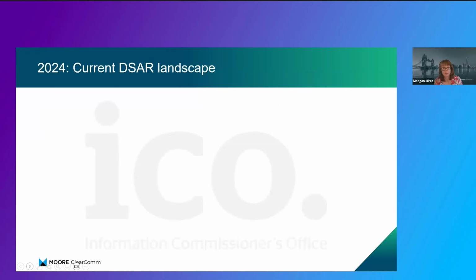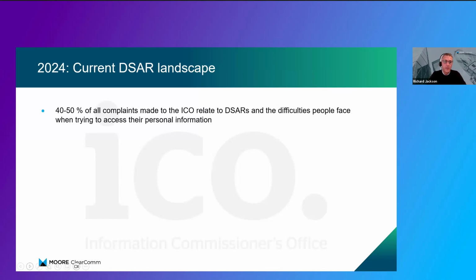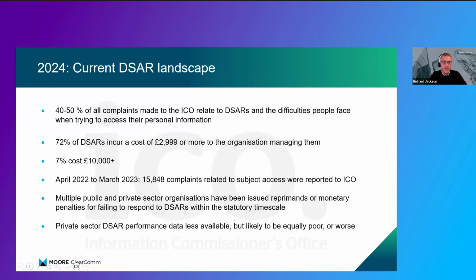So in terms of the current landscape, what we're seeing at the moment from the Information Commissioner's Office is that they say that generally about half of all of the complaints made to them relate to subject access requests and the difficulties that people have when trying to access their personal information. Research suggests that almost three quarters of subject access requests incur costs to the business of about £3,000 in terms of managing that activity, although 7% actually cost over 10,000.